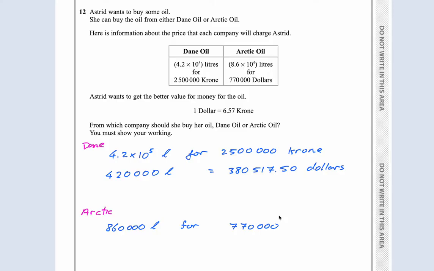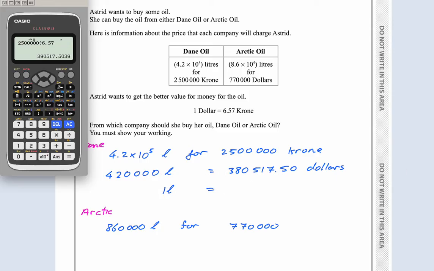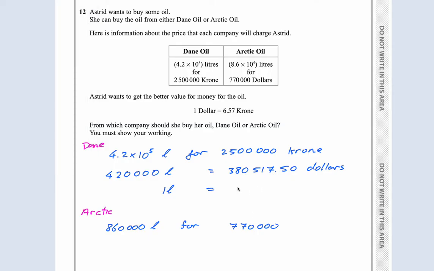Now the best thing to do, guys, is just figure out the price per liter. So Dane, if they're doing 420,000 liters in this, then 1 liter is just this divided by 420,000. So I'm going to do this divided by 420,000, which gives me 0.90599, or $0.91 for 1 liter, rounded to 2 decimal places. So they're giving 1 liter for $0.91.